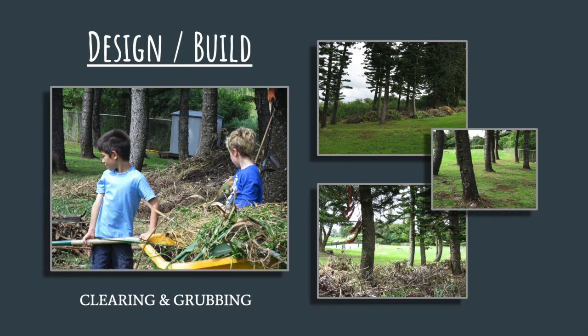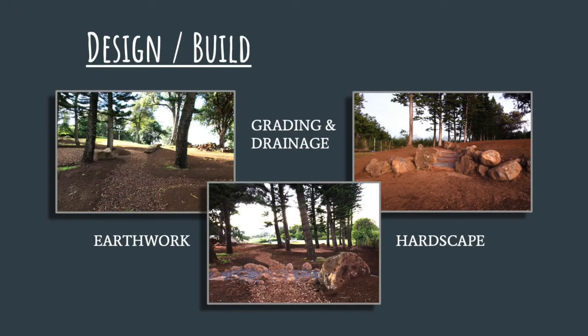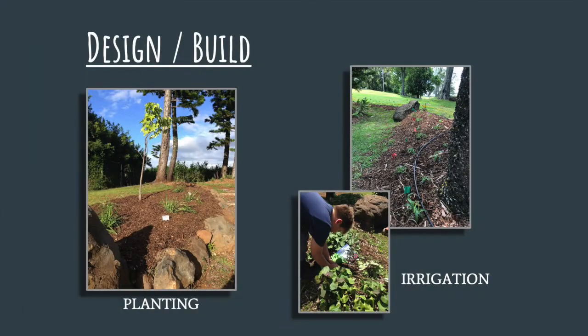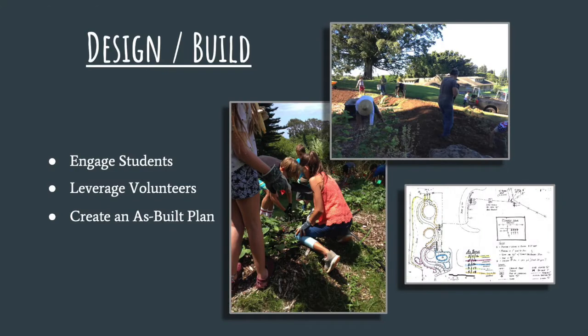And the first step in that is clearing and grubbing. The site at the Montessori School of Maui was originally the green waste site. So the first thing we needed to do was to remove all of that old vegetation in order to make way for the equipment so that we could start doing the earthwork, the grading, the drainage, and the hardscape. Planting and irrigation are the next steps, and throughout all of these different steps, it's really important to make use of what you have available, leverage your volunteers, and engage the students to create a strong sense of ownership.